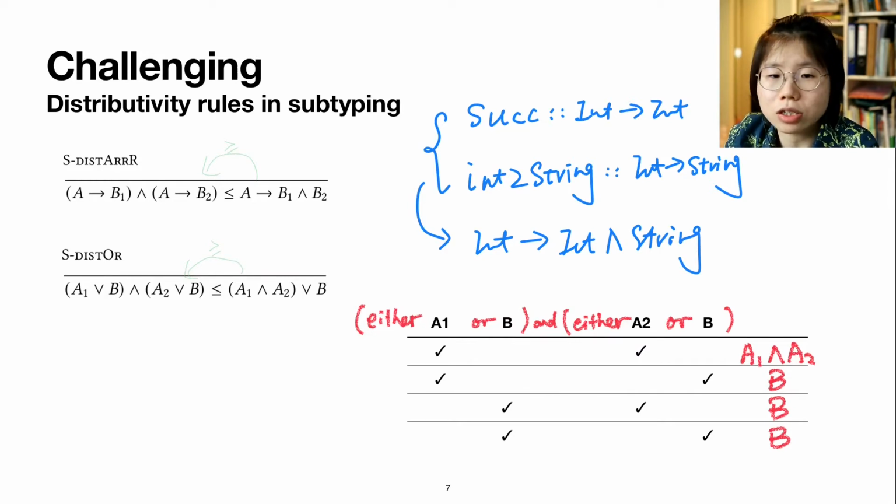That's the other direction. On the other hand, to get some intuition behind the second rule, we can consider all the possibilities we get from the subtype, the intersection of A1 union B and A2 union B. We either get both A1 and A2, or we get type B. So we say that it is a subtype of A1 intersection A2 union B.